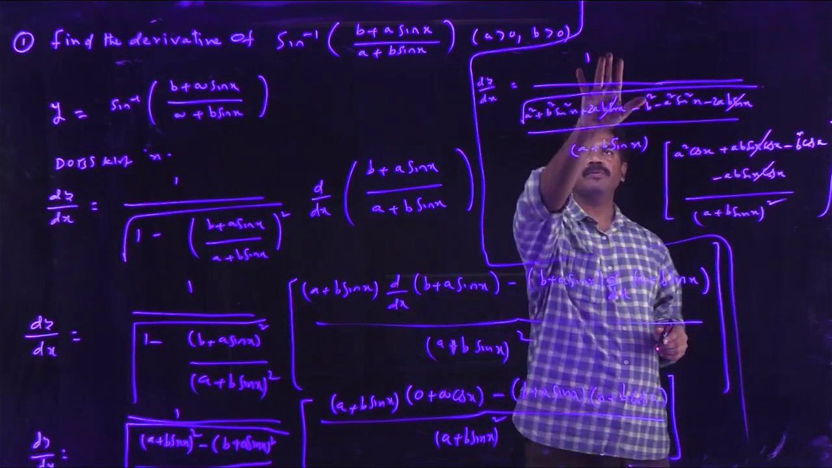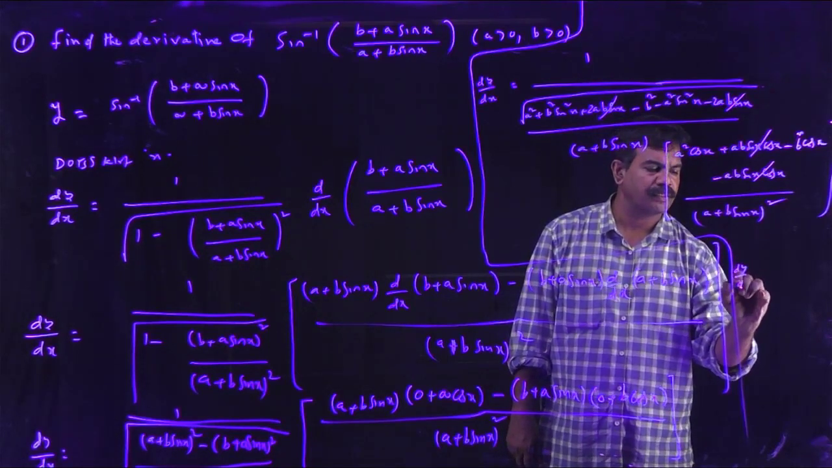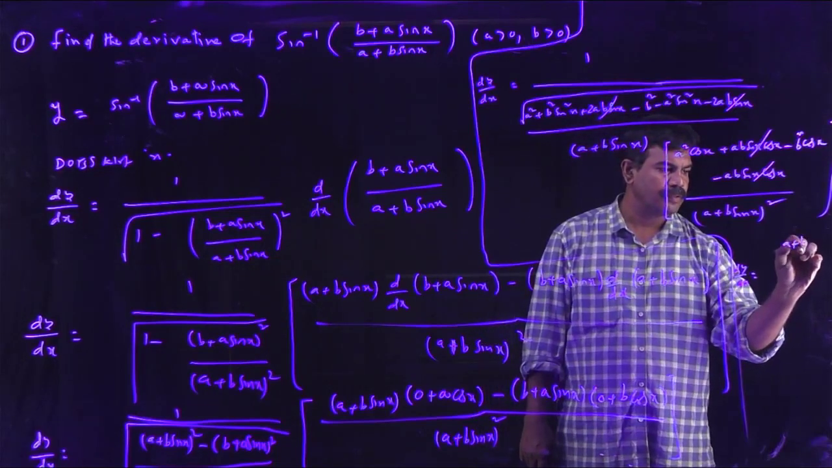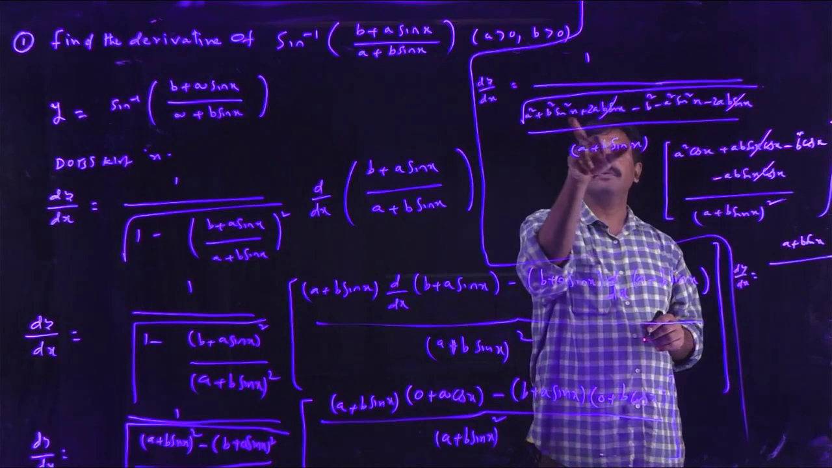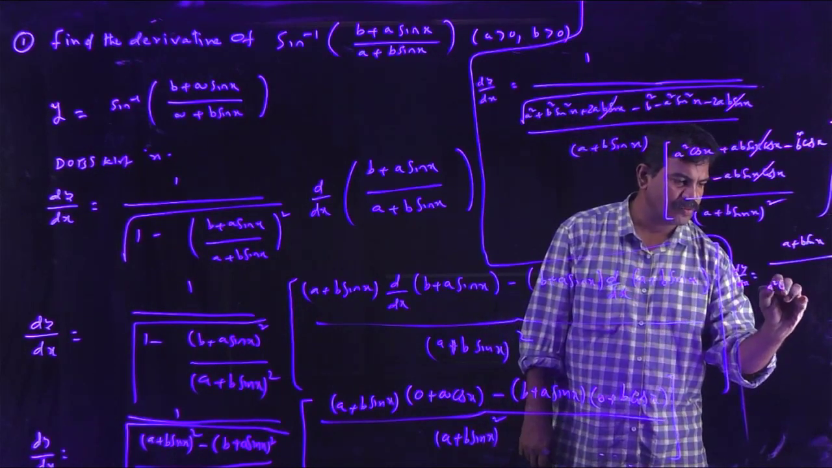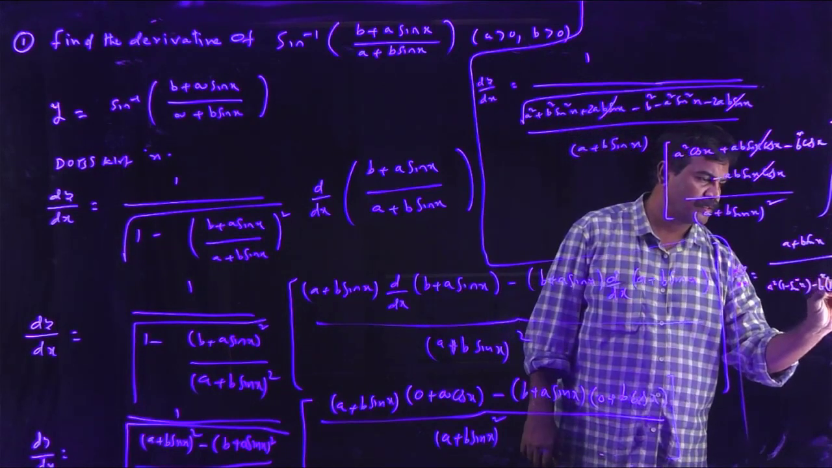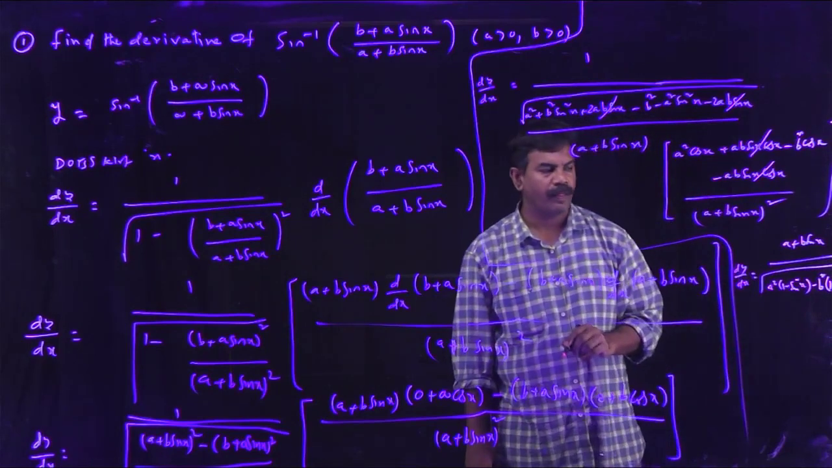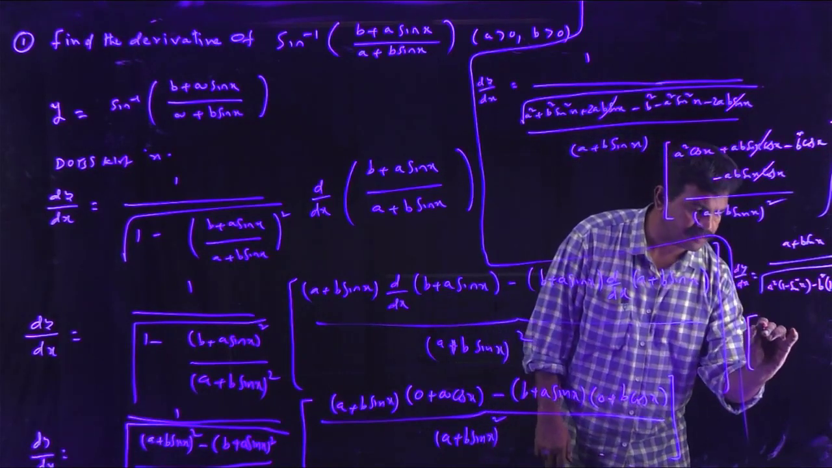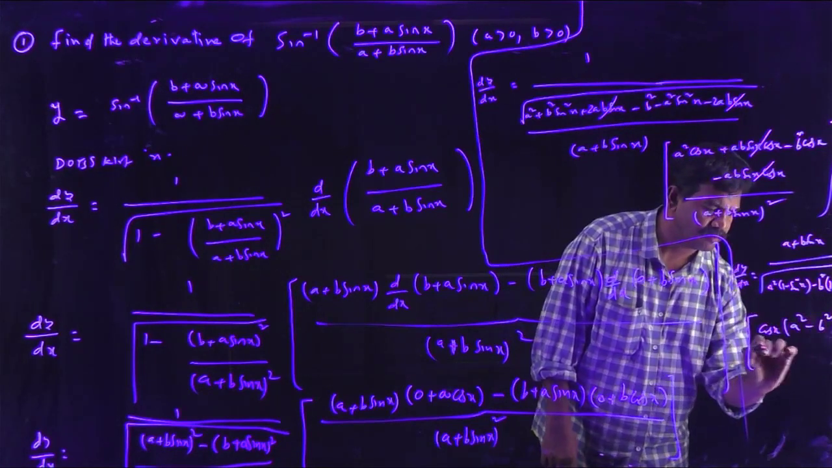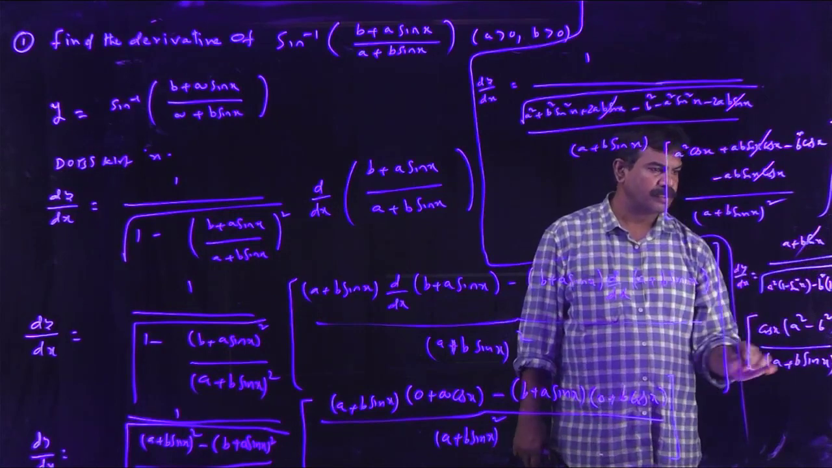Now this term goes to the numerator, then dy by dx is equal to (a plus b sin x) by root of, in these two terms a square is common, in these two terms minus b square is common: a square into (1 minus sin square x) minus b square into (1 minus sin square x), into, so a square cos x minus b square cos x, that is cos x is common, (a square minus b square) by (a plus b sin x) whole square. So a plus b sin x, a plus b sin x cancel.